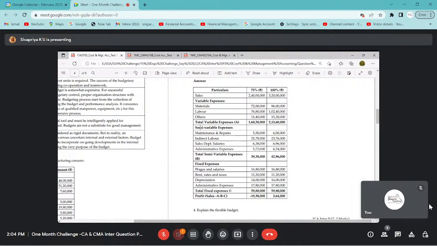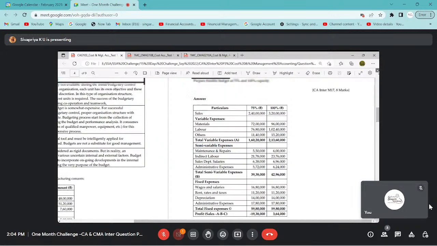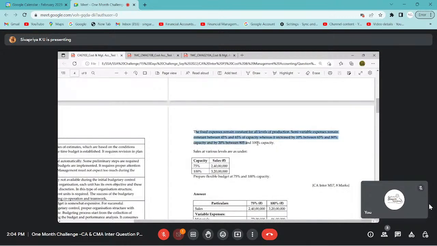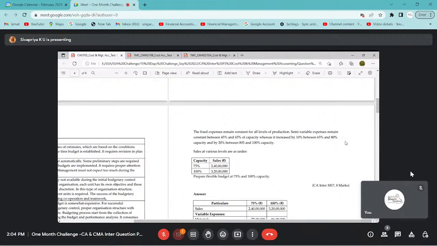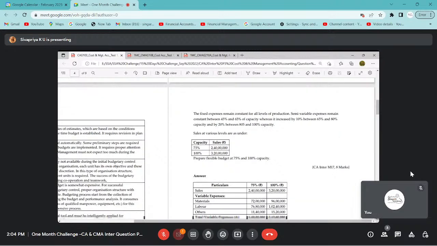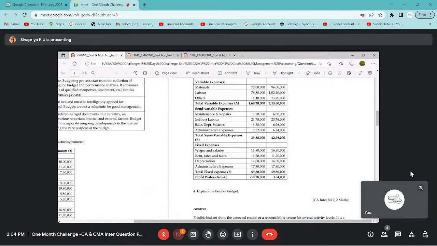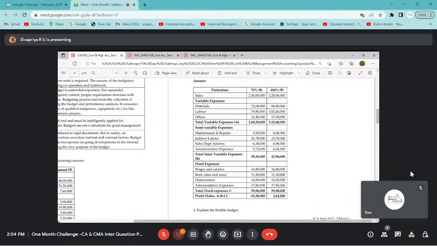Besides this, semi-variable expenses are there, and we have to separate the semi-variable expenses. The hint for that is in the question itself. Semi-variable expenses remain constant between 45 and 65, whereas they increase by 10% between 65 and 80, and 20% between 80 and 100. On this basis you have to calculate the semi-variable expenses, and sales minus costs gives the profit. For 75% it is a loss of 90,38,000, and for 100% it is 3,64,000.